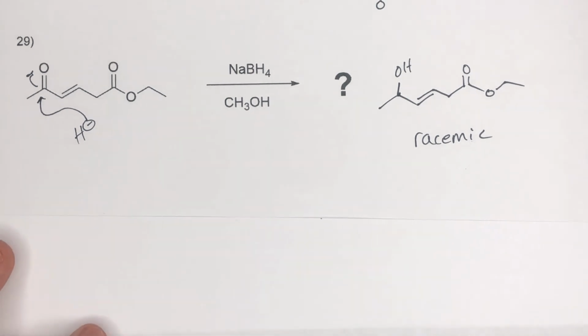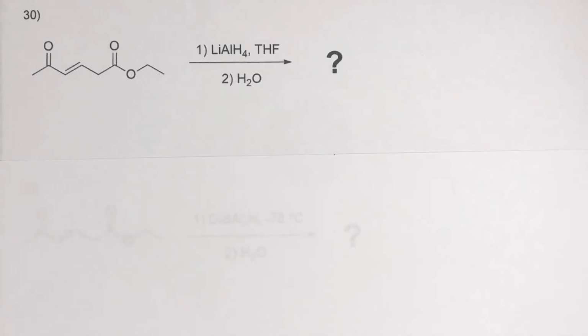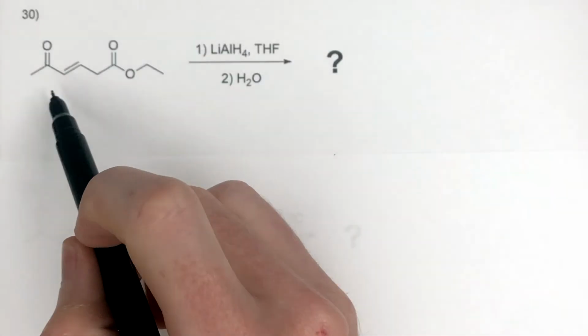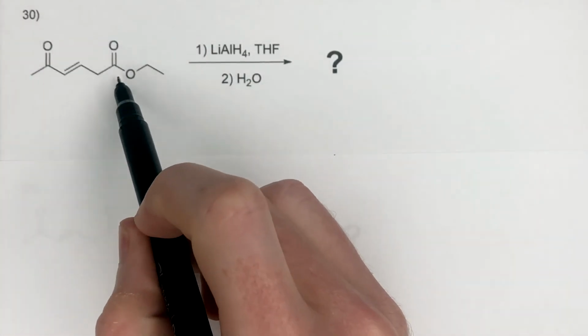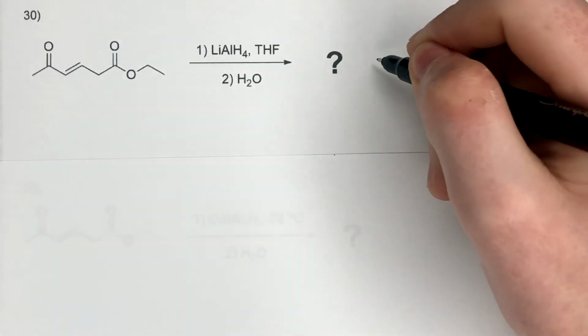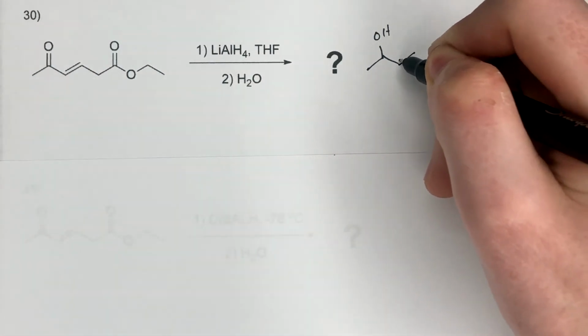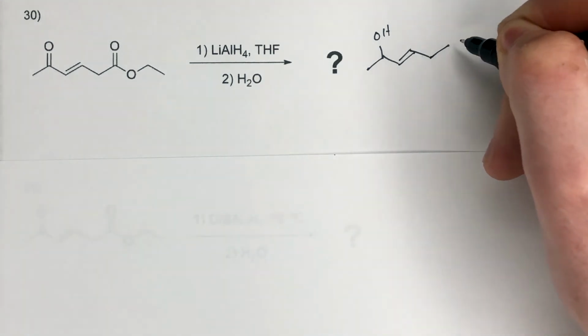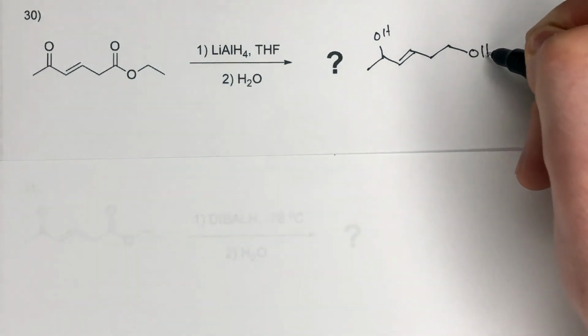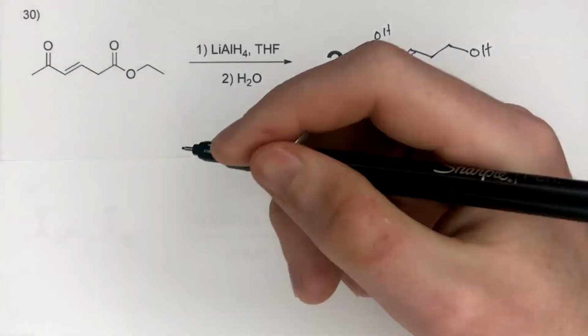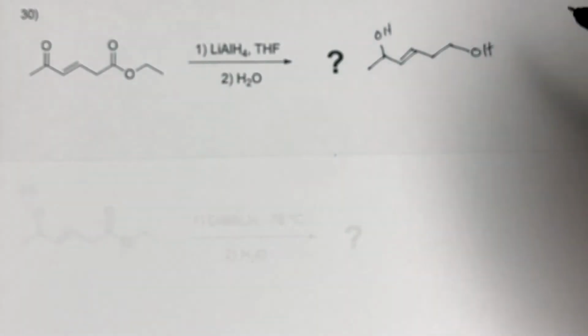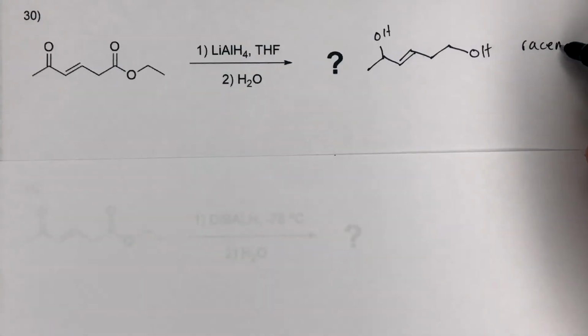You have to get a racemic product. All right, here we have lithium aluminum hydride. This is a very strong reductant, so this is going to reduce the ketone to the alcohol and the ester to the alcohol, but it will do nothing to the alkene. And water is going to protonate everything. That's why we get to this final product. And again, this has to be racemic.